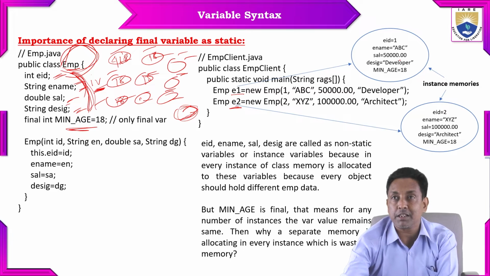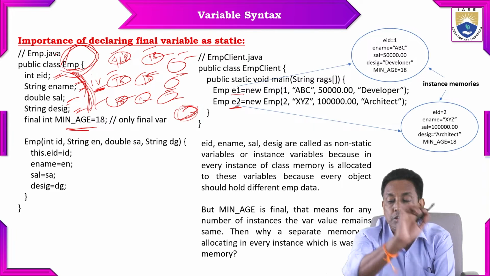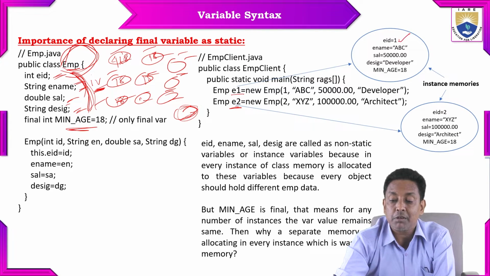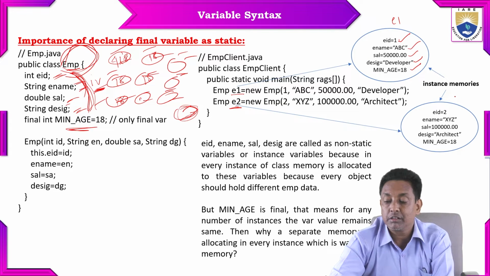In the first object, memory is allocated to employee ID, employee name, salary, designation, and min_age variable, because along with the other variables, memory is allocated to this variable also. In the employee 1 object, employee ID is 1, employee name is ABC, salary is 50,000, designation is developer, and age is 18. This is the employee 1 object.